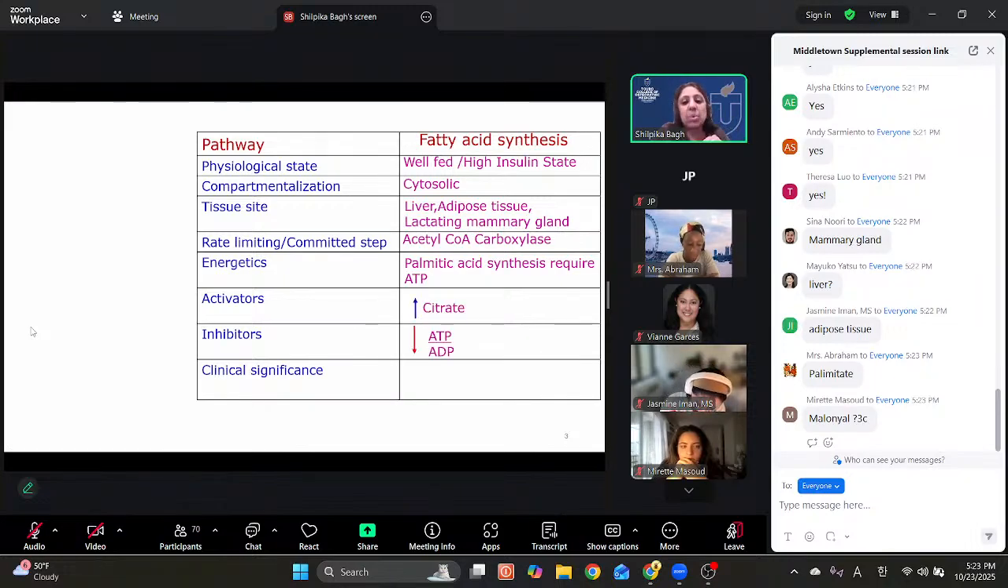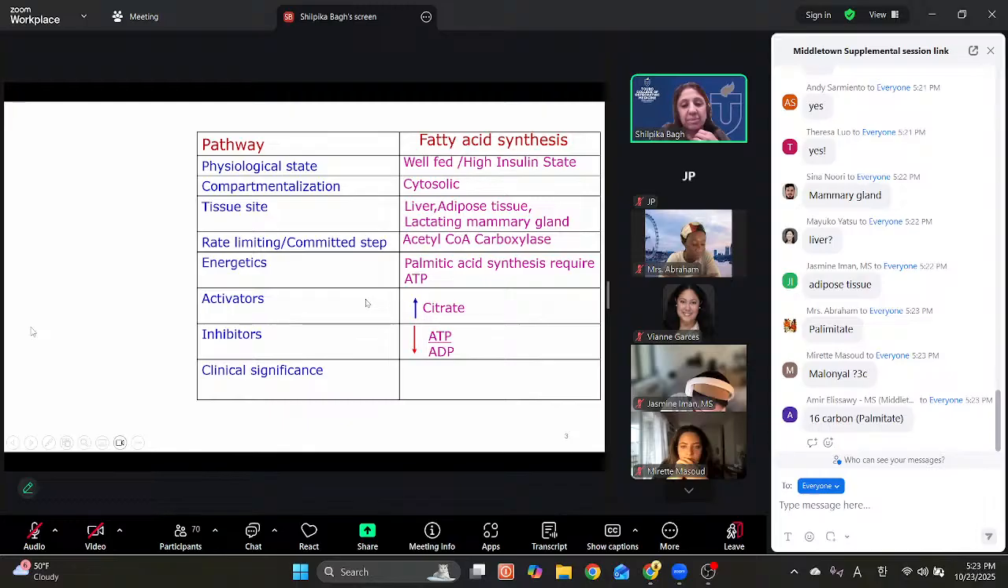But let's see why citrate is an activator of fatty acid synthesis. So you have to concentrate on state, then you have to concentrate on compartmentalization. Site helps, but for rate limiting enzyme and regulation, don't flip-flop that. Now, why fatty liver? Because fatty acid synthesis goes into TAG synthesis.